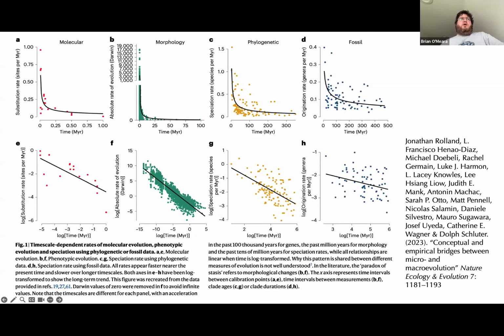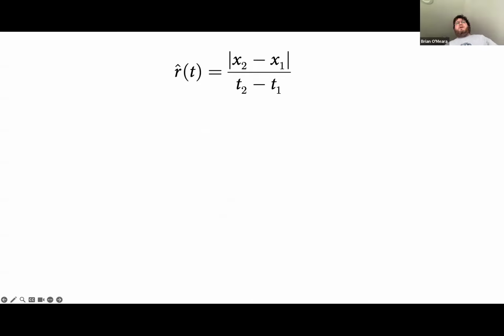And there's been recent work on this across molecular data, morphological data, diversification rates, fossil origin rates, and others, right? And there's speculation about this linking micro and macro evolution. And so Jeremy and I have been looking at this pattern for over a decade now and sort of poking at it and wondering about it.